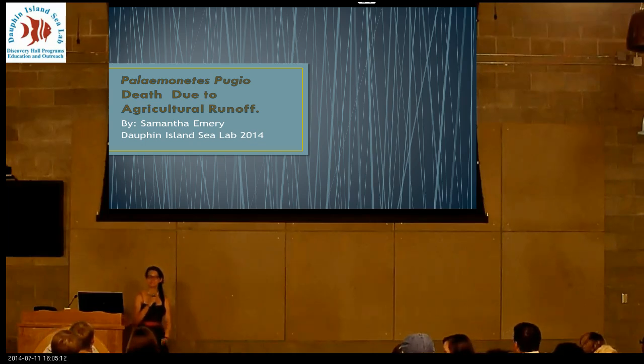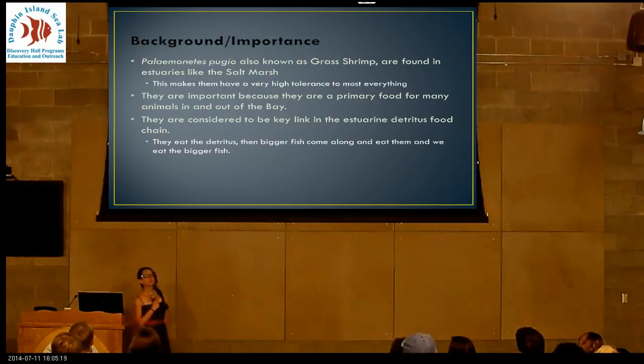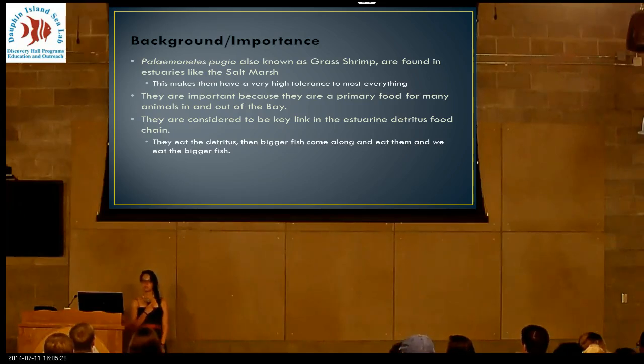The material is Paleomontes plugio's death due to agricultural runoff. Some background, the Paleomontes plugios are also known as grass shrimp, and they're found in estuaries like the salt marsh that we have on the north side. This makes them have a very high tolerance to many different aspects of the water that can be measured and affected, like the pH level, salinity, the nitrate and nitrite levels.